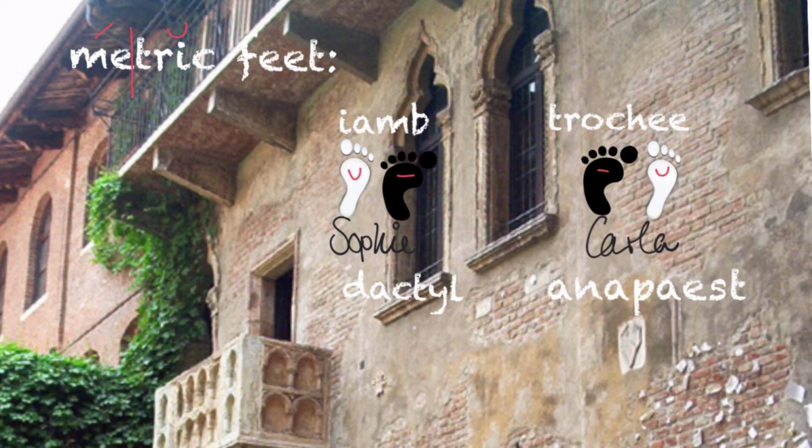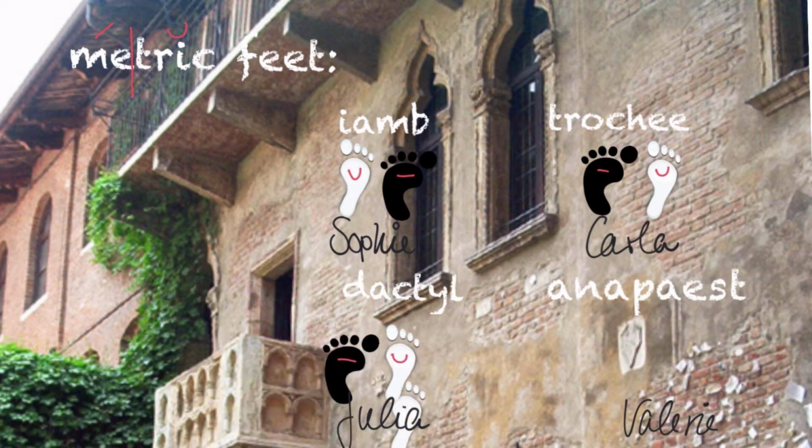Now, if we're looking at dactyl and anapaest, they deal with three syllables. The dactyl. Now let's find some names first. So we've got Julia, three syllables, and Valerie, French. I couldn't find an English or a German name. Julia has got a stressed and then two unstressed syllables, and Valerie has got two unstressed and a stressed syllable. And these are your metric feet.